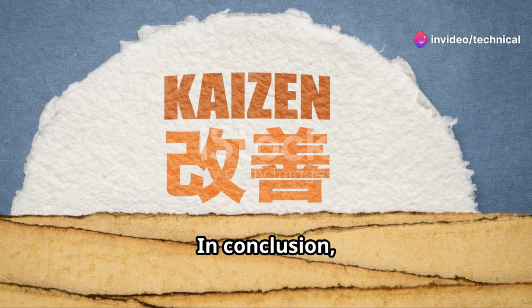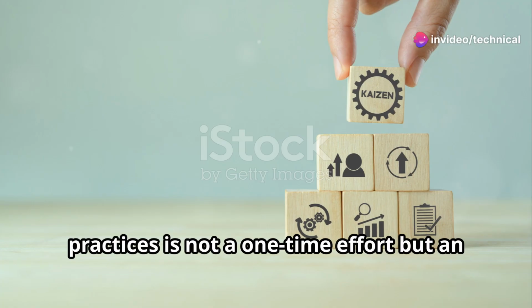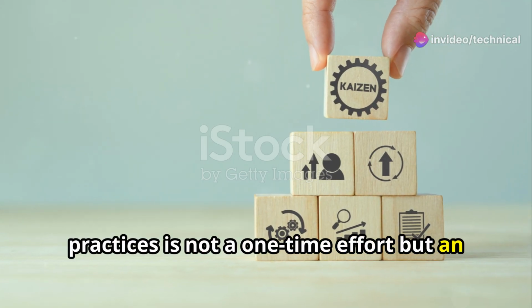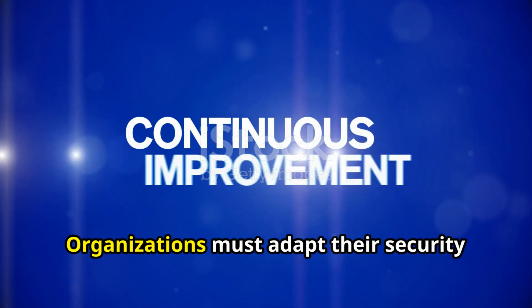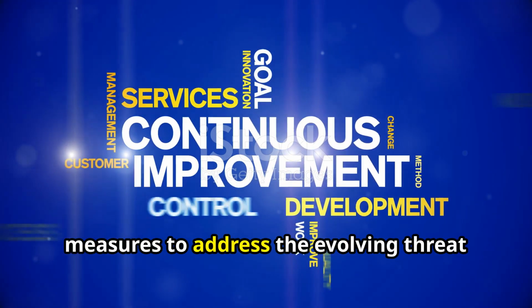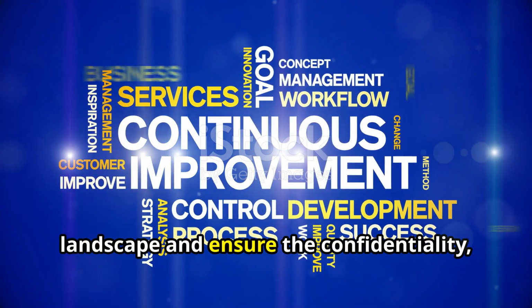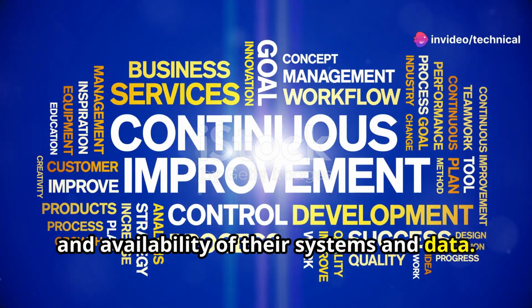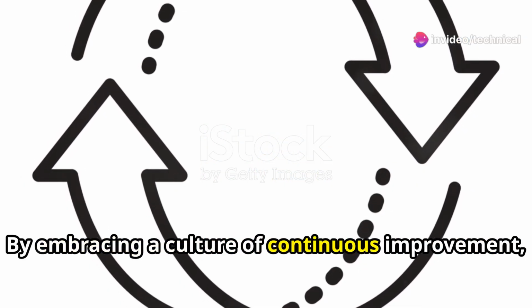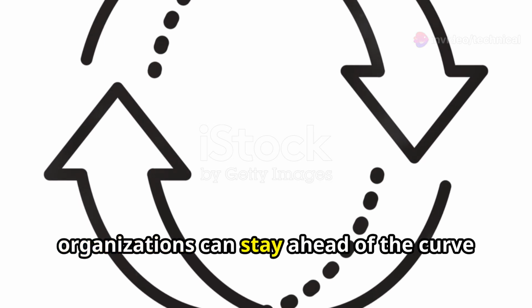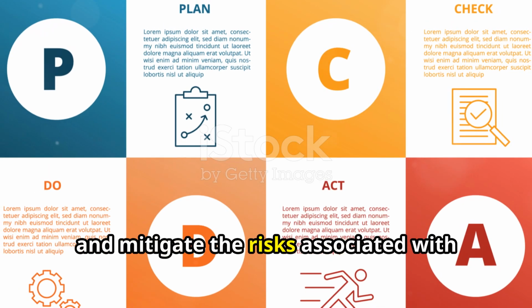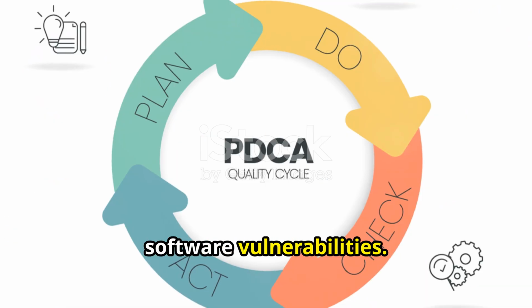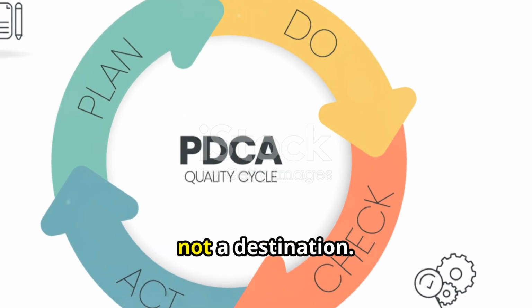In conclusion, continuous improvement in security practices is not a one-time effort, but an ongoing process. Organizations must adapt their security measures to address the evolving threat landscape and ensure the confidentiality, integrity, and availability of their systems and data. By embracing a culture of continuous improvement, organizations can stay ahead of the curve and mitigate the risks associated with software vulnerabilities. Remember, security is a journey, not a destination.